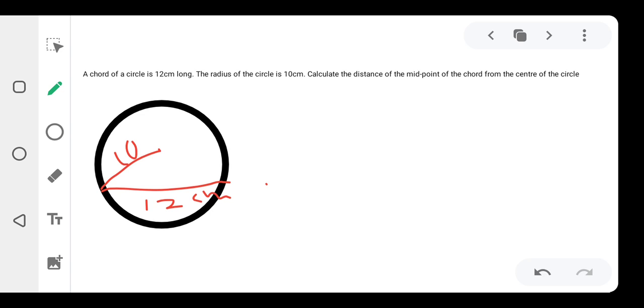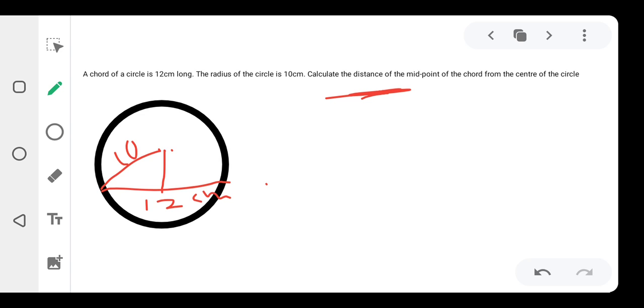A line that is drawn from the center to meet one part of the circumference is called a radius. You understand? So let's say the radius is 10. You calculate the distance of the midpoint of the chord from the center of the circle. This is the midpoint now, from here to here. That's what they want us to calculate, the distance of this midpoint of the chord from the center of the circle. So what are we going to do now?